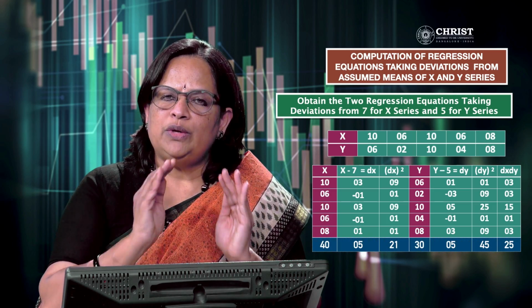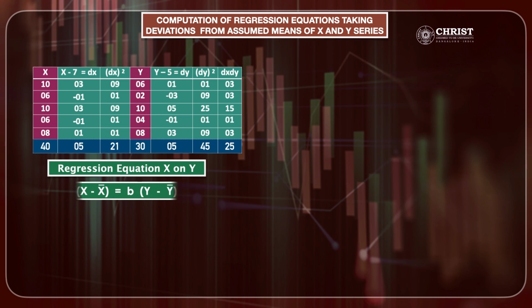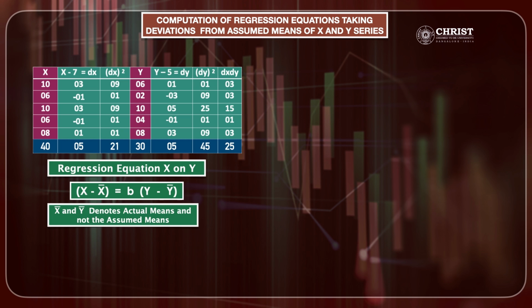Now regression equation x on y we are going to compute as the first step. That is x minus x bar is equal to b into y minus y bar. Now here you have to remember the golden rule I mentioned earlier. X bar and y bar for the regression equations denote the actual means of x and y series. And students will always make the mistake. They will compute with the assumed means which you have used for the computation. So please remember that assumed means we are using only for the computation. When you come to the regression equation, you have to take the actual means of x and y series. So that's a golden rule. You have to remember that.